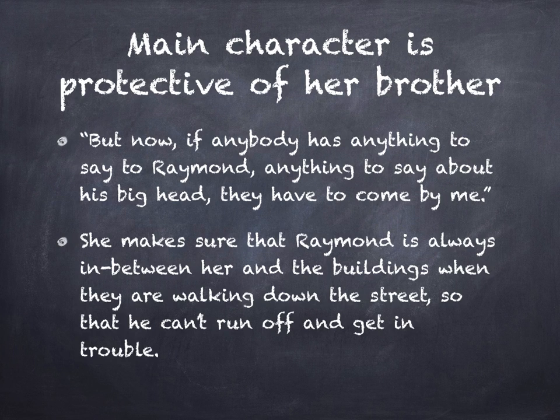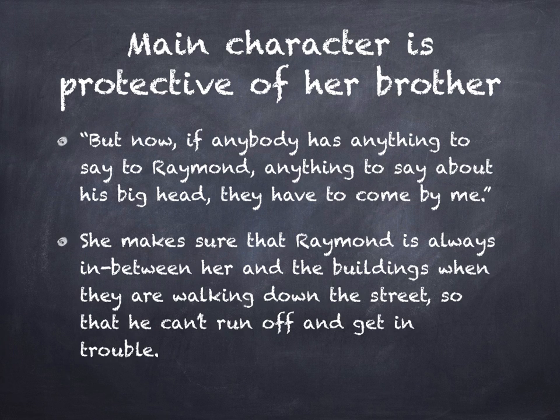Okay, time for reason number 2. Reason number 2 is that the main character is protective of her brother. I have found a direct quote that comes from the beginning of the story that says, "But now, if anybody has anything to say to Raymond, anything to say about his big head, they have to come by me." So this tells the reader that she is going to do anything to protect her brother.